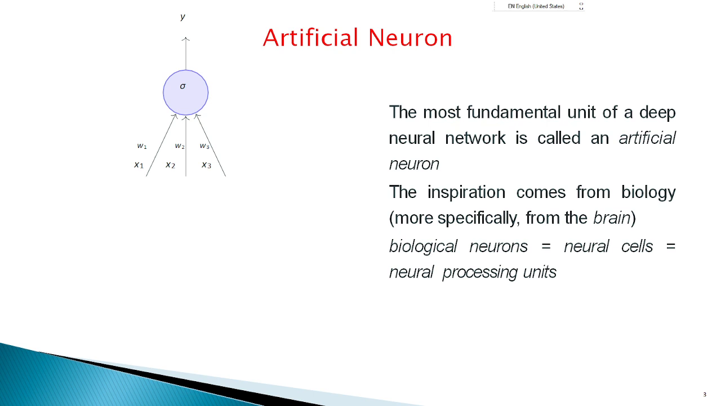Where did this artificial neuron come from? The inspiration actually comes from our human brain, the biology. Biological neurons, neural cells, and the neurons are the neural processing units. This is the schematic of an artificial neuron.